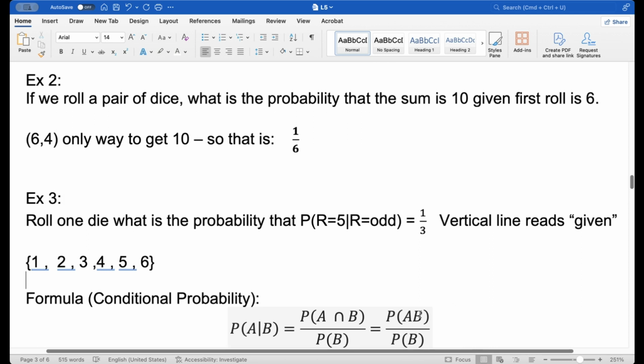So what's happening in the conditional probability is, as I mentioned before, we're reducing the sample space. Basically, our new denominator is working solely with the outcomes that contain B.